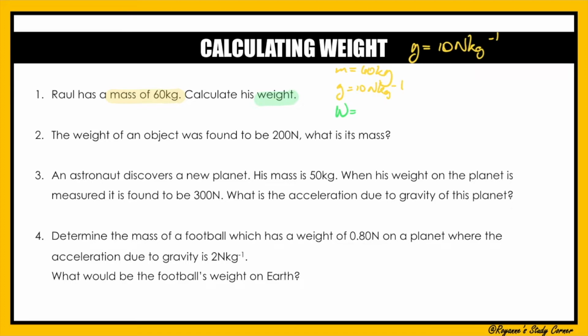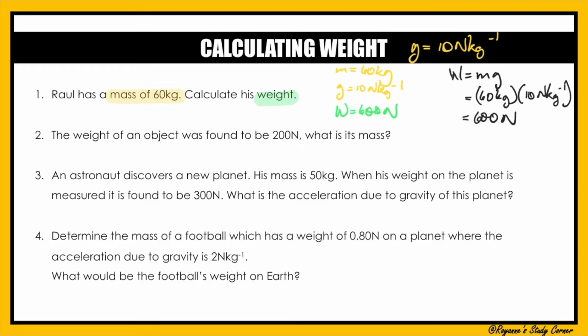Now, we know the formula. The formula is weight is equal to mass by acceleration due to gravity. Now, mass is already in SI units, so we're good to go. We don't have to convert anything. So, mass is 60 kilograms, and acceleration due to gravity is 10 newtons per kilogram. And that would give me 600 newtons. And it's that simple.